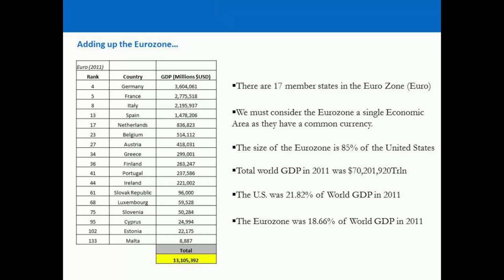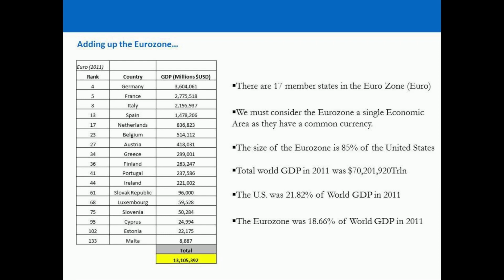But we look collectively in Europe at the Eurozone. Because when you add up all of these countries that have a common currency, the euro, you get to 13 trillion. So we can have a view on the US and we can have a view on the Eurozone in its entirety. So it's 85% of the US economy. If you add them both up, global GDP, 70 trillion, US is 22%, Eurozone is 18.5%.